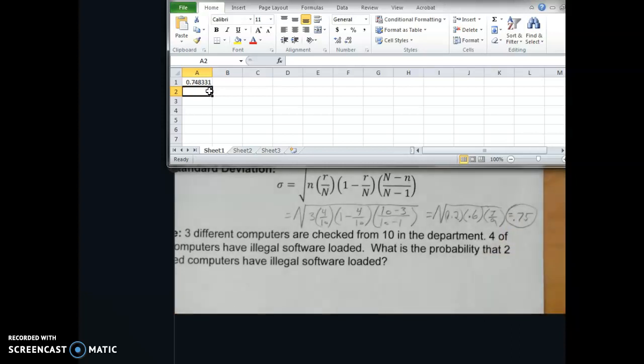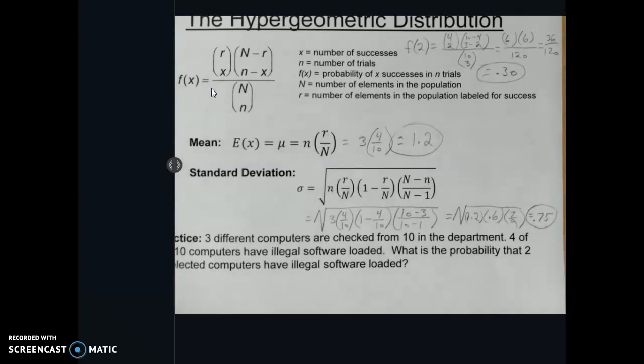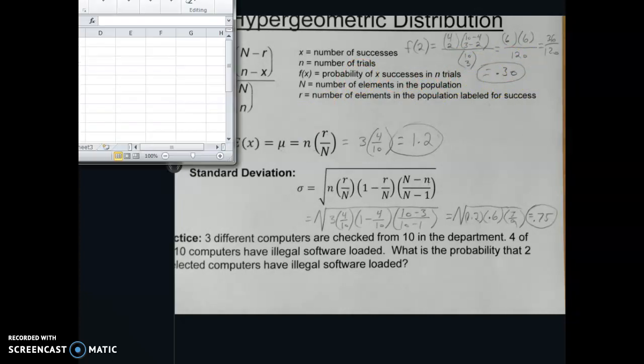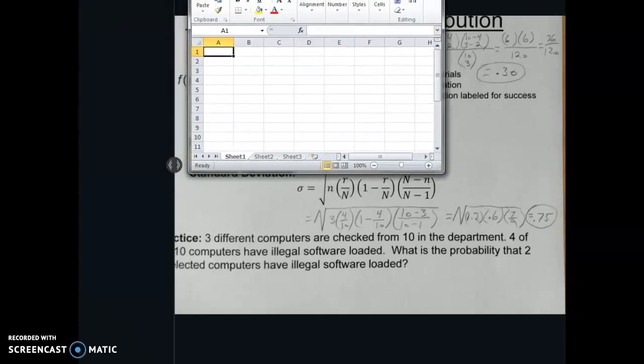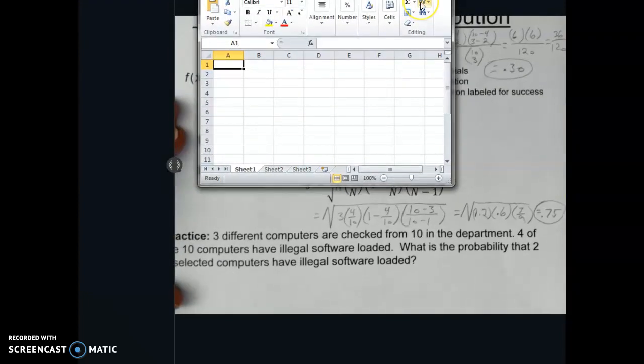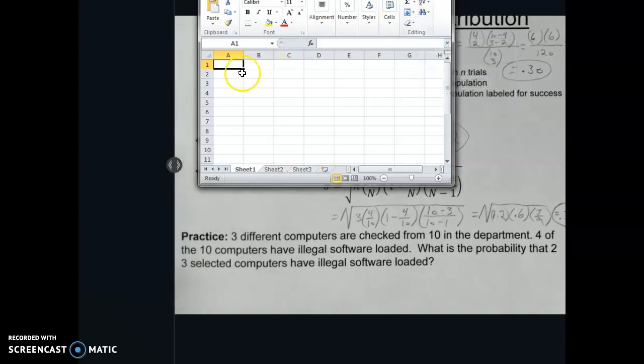About 0.75. Okay, now if you wanted to do the hypergeometric formula in Excel, maybe you want to do this to verify that the probability you got up here is correct, then we can do that. Okay, let's pull up Excel here and look at our problem.